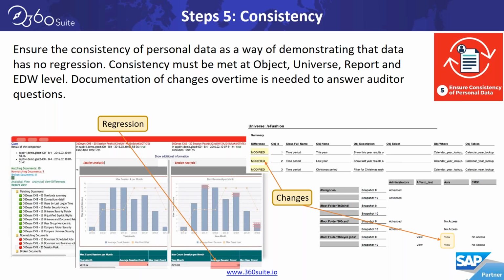So again, consistency is an important factor in this regulation. And with our solution, we can compare the before and the after changes. Now, traceability is very important. One of the principles of GDPR is to be able to explain where things are coming from and where they're going to.